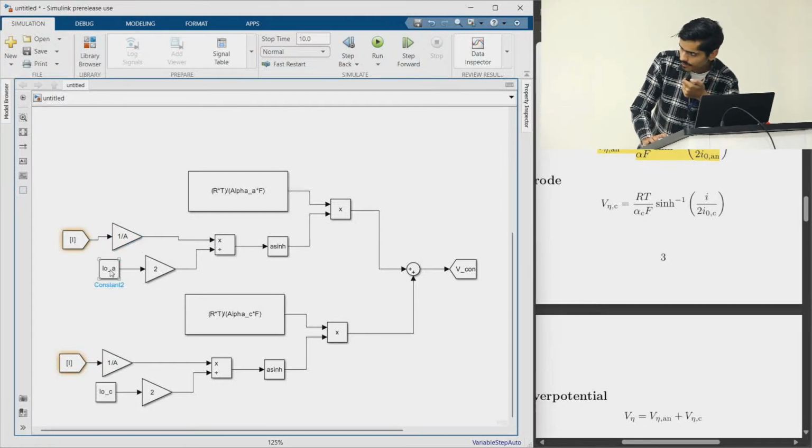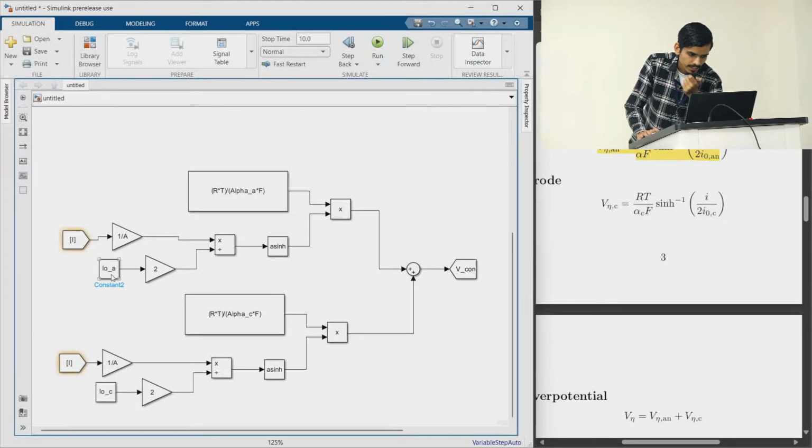Next is the exchange current density for the anode. Here it is I naught A, multiplied by 2, like in this equation, 2 I naught A. After that we divide our current density by the exchange current density times 2. Then we take the inverse hyperbolic sine of this term, and in the end we multiply it by the universal gas constant multiplied by temperature in Kelvin. We use the values as per the file. Here alpha is the charge transfer coefficient for the anode, and F is the Faraday constant, which is equal to 96485. So this calculation we performed for the anode itself.